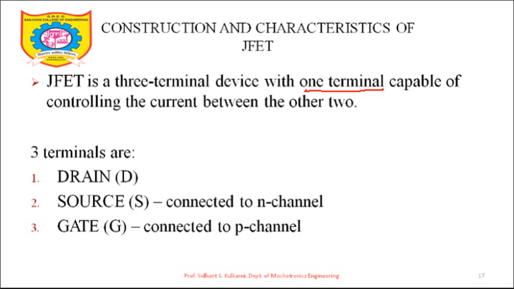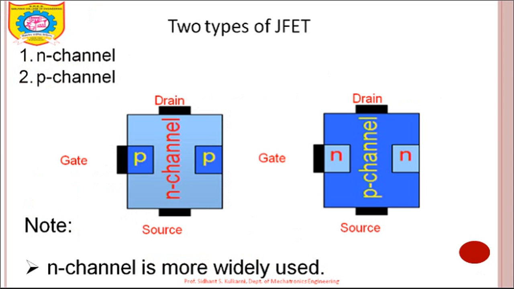So what are the three terminals we understood? First is drain, then source, which can be connected to the N channel, and gate, which is connected to the P channel. How the drain, source and gate are constructed, let's try to understand in the next diagram.